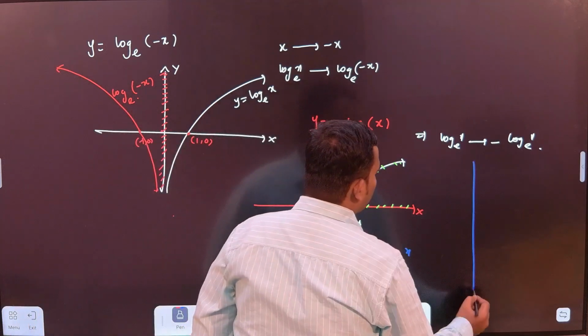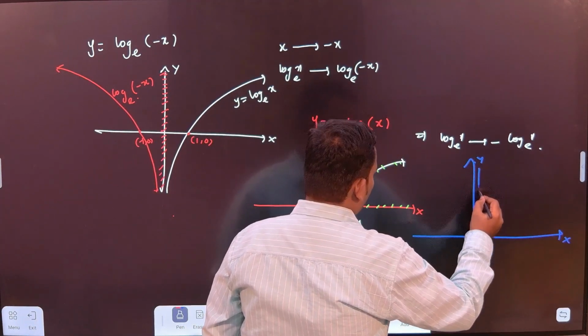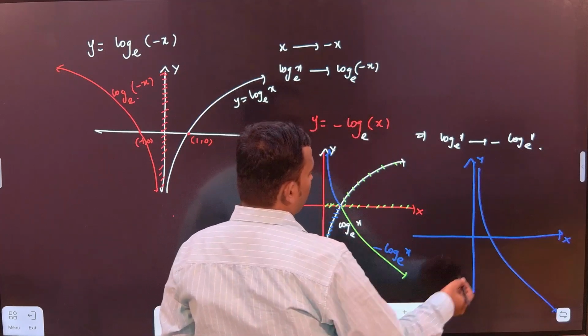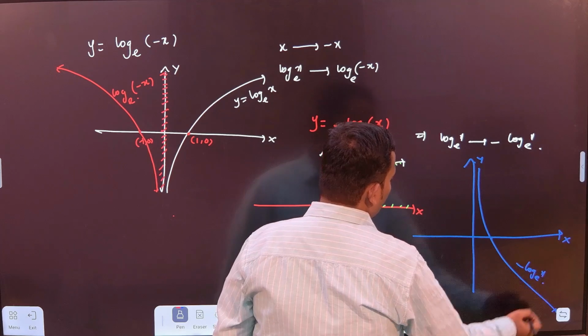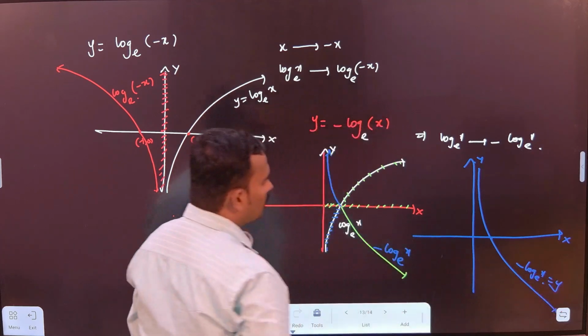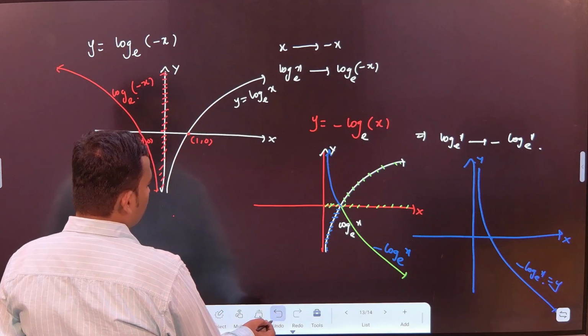So the graph will be simply, you can take the x axis, y axis, and the graph will be like this, right? This is the minus log x base e graph. I hope everyone understands, right? Let's go for the next question.